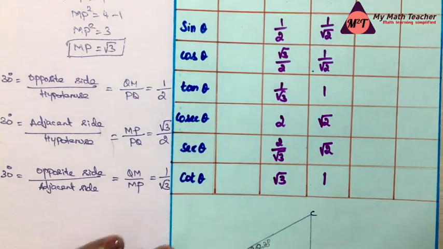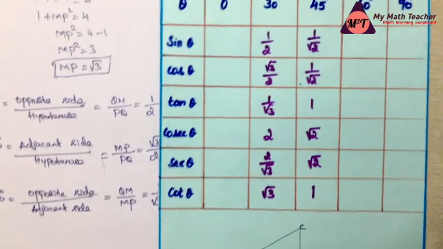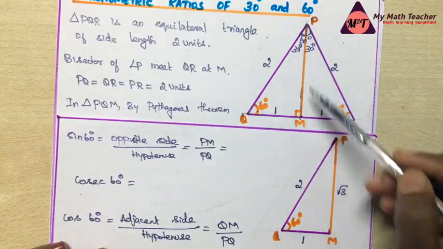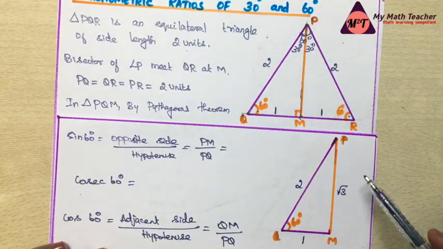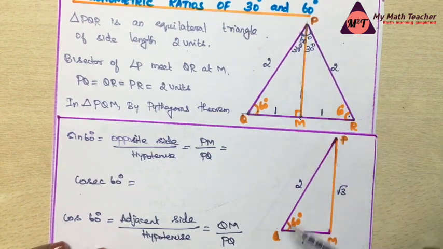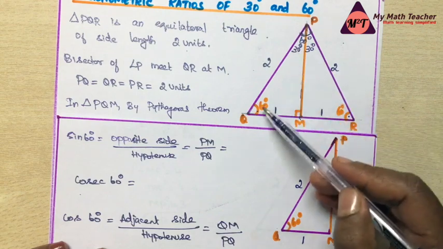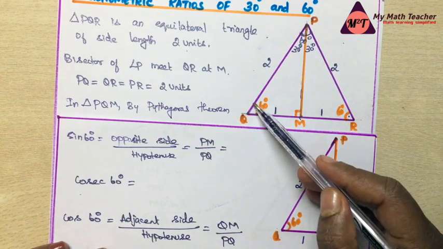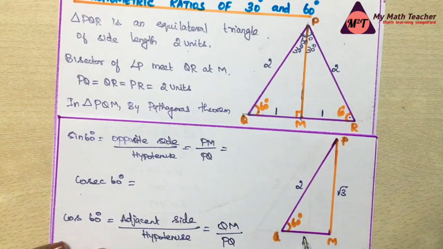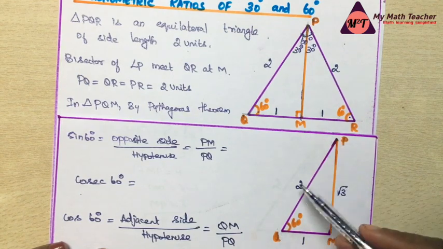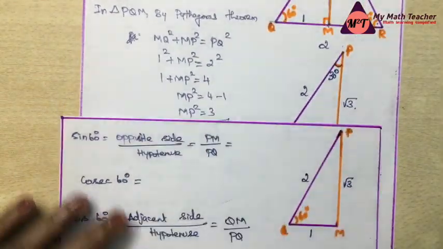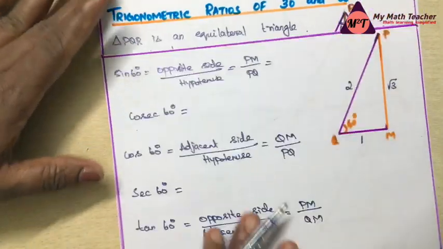Okay. Now we will move on to the next angle, that is 60 degrees. With the help of the same triangle, we will find the values for 60 degrees. Here the same triangle PQM, instead of 30 we are now focusing on 60 degrees, which is at Q. Now we know QM is 1 unit, PQ is 2 units and MP is, as we know, root 3. Now we will find the ratios.